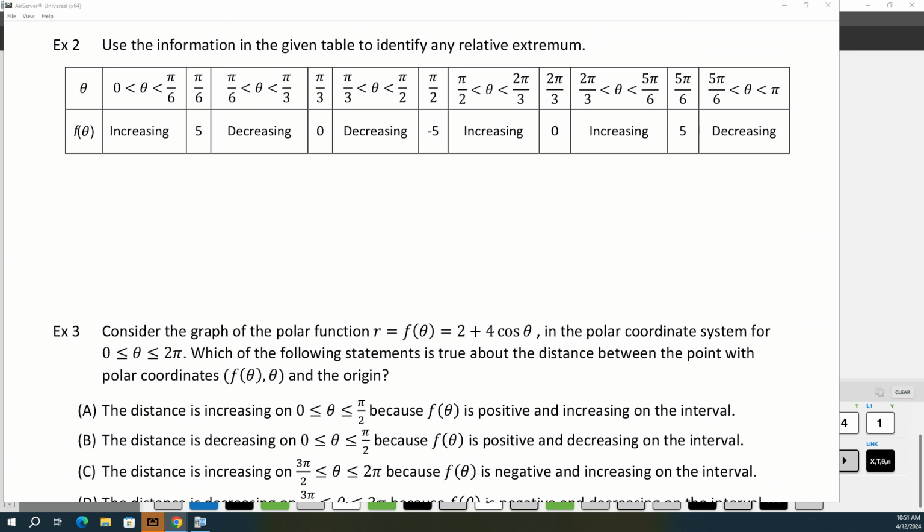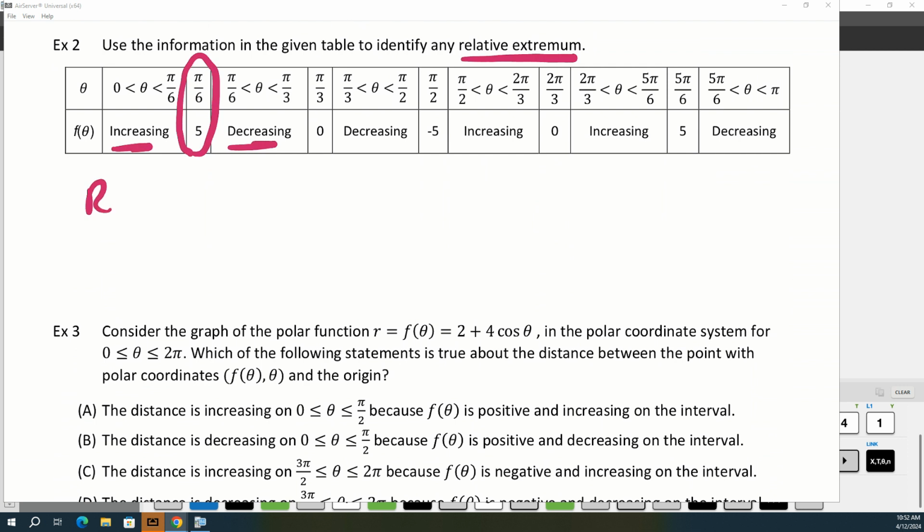And this table gives us intervals of theta and where the function is increasing, where the function is decreasing, and then certain points on the graph. And what they're asking us to do is identify any relative extremum, or the relative max and the relative minimum. And so what we're looking for is where the function is changing from increasing to decreasing or decreasing to increasing, which it does change here. So what is that going to make this point be?